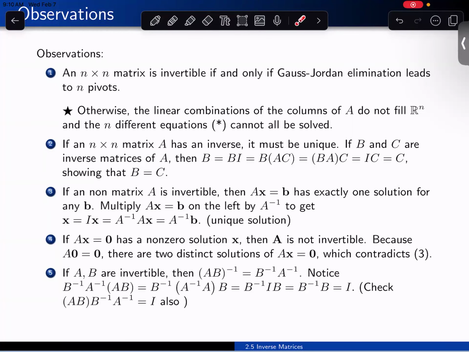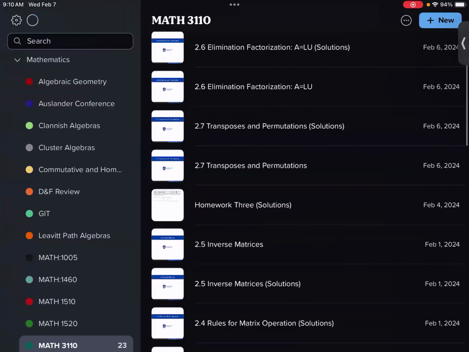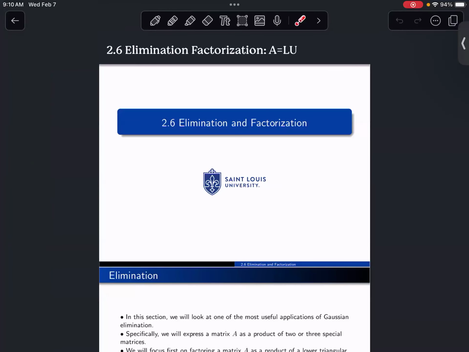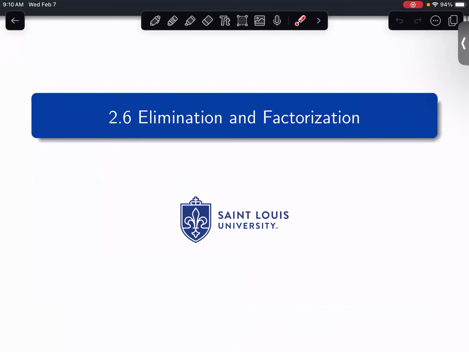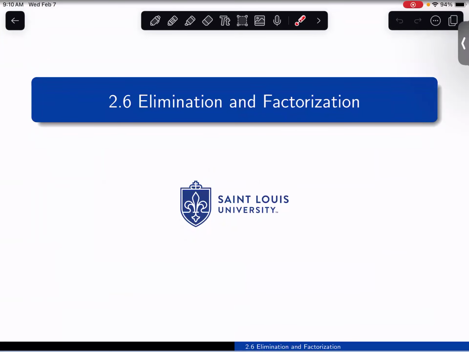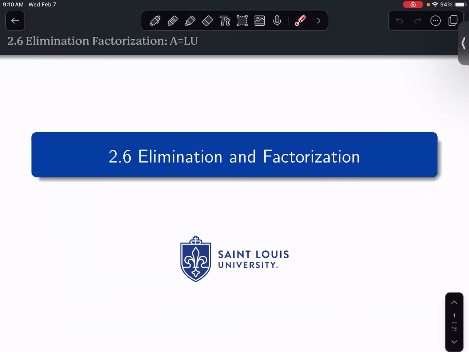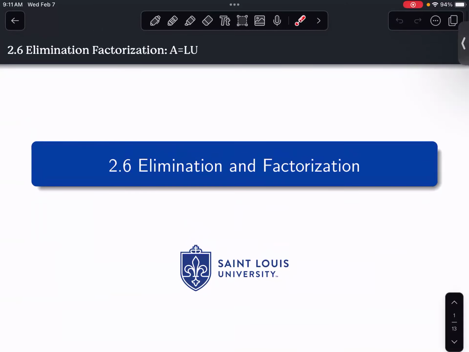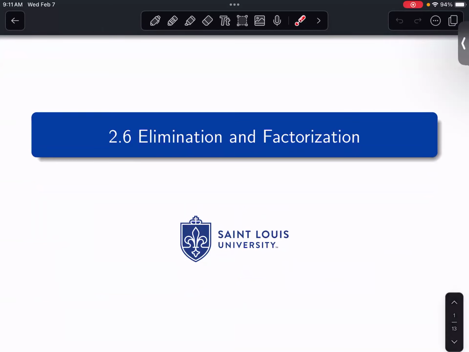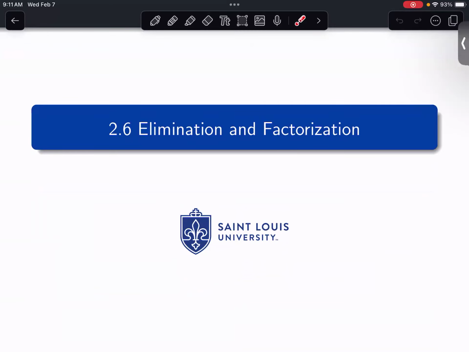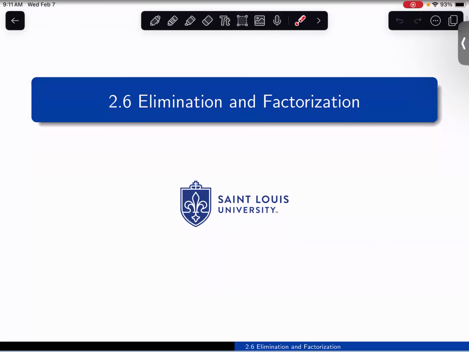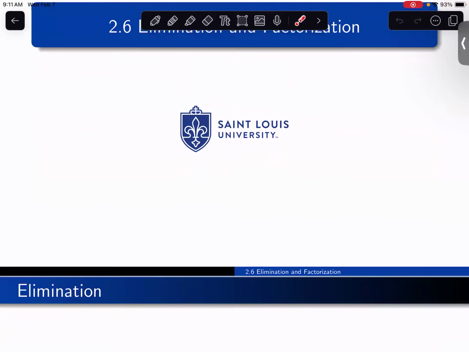Okay, next we're going on to section 2.6. 2.6 is a little bit interesting. I think the author of the book makes a really big deal out of it. He says it's the most important application of Gaussian elimination. I'm kind of skeptical of that. When I first did linear algebra, I didn't really learn about what's going to be called LU factorization. So I think it's useful. It's handy. It gives a cool interpretation of things, but I don't know. I find this more to be an aside than anything else.